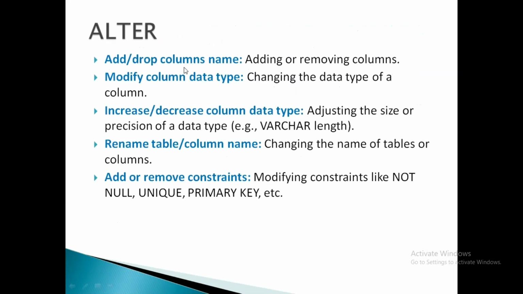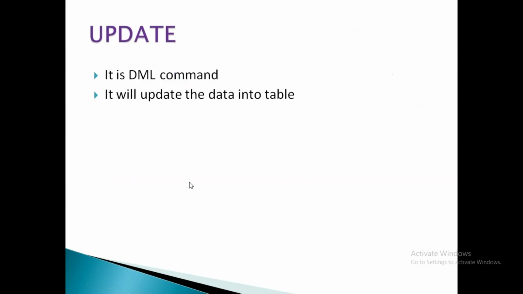Alter is used to add or drop a column name, modify a column data type, increase or decrease a column size, rename a table or column name, and add or remove a constraint. Update is a DML command. It will update the data in the table.